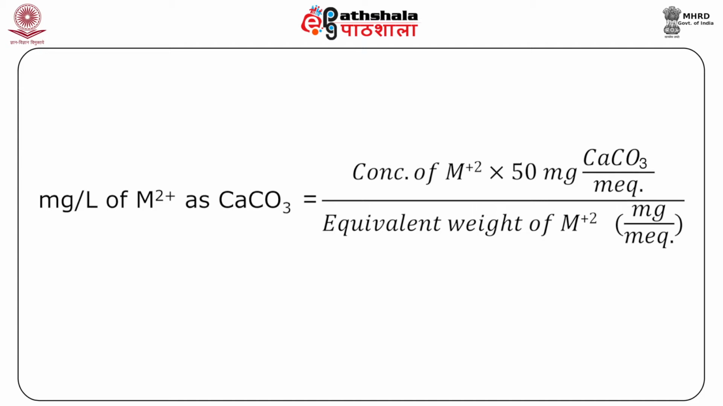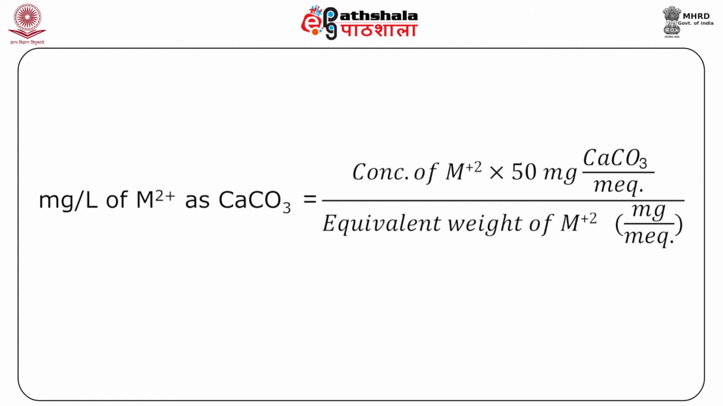In calculating the hardness of water sample, the concentration of every cation is converted in terms of milligrams per liter as calcium carbonate using this particular formula, as you can see here: milligrams per liter of M2+ as CaCO3 is equivalent to the concentration of M2+ ion multiplied by 50 milligrams of CaCO3 per milli equivalent, and this divided by the equivalent weight of the M2+ ion in milligrams per milli equivalent.